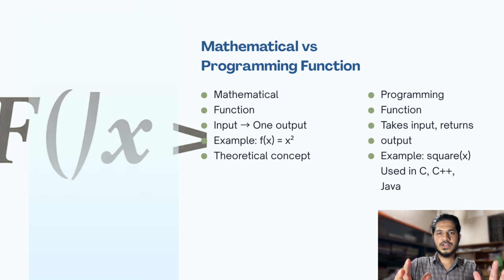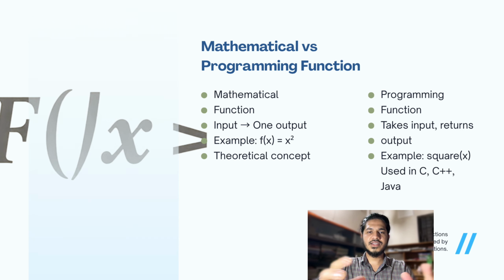In mathematics, a function takes an input and gives exactly one output. It is mainly a theoretical concept. In programming, a function also takes input and returns output, but it is used in real applications like coding. For example, in programming, we can write a function like square. So, programming functions are actually inspired by mathematical functions, but they are more flexible and can perform many tasks.